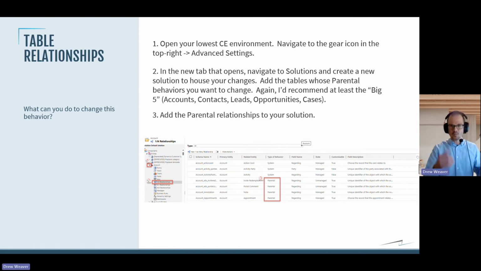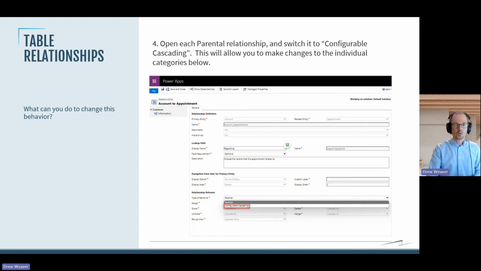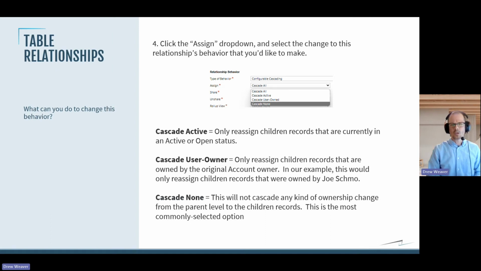And then go and look, if you expand the table out and you go to one-to-many relationships, you'll see the type of behavior. And again, we're going to be focused on the parental relationships. So you want to add all of those to your solution and then open each one. And you're going to see down at the bottom the type of behavior. We're going to switch that from parental to configurable cascading. And that is going to unlock all of the options, the drop downs below that. We'll focus on assignment, but this behavior would apply to any of those other types as well. So if you look at the assign drop down, you're going to see a few different options. It defaults to cascade all, but there are a couple of different options in there as well, besides just all or nothing.